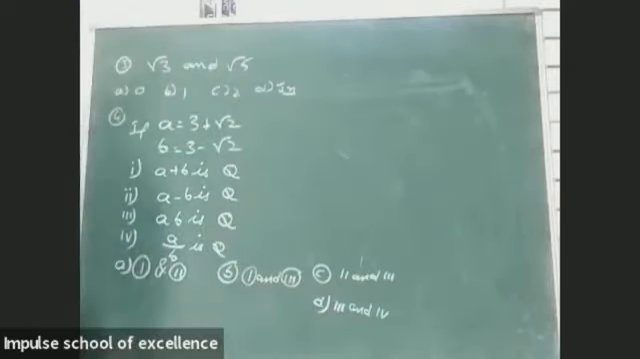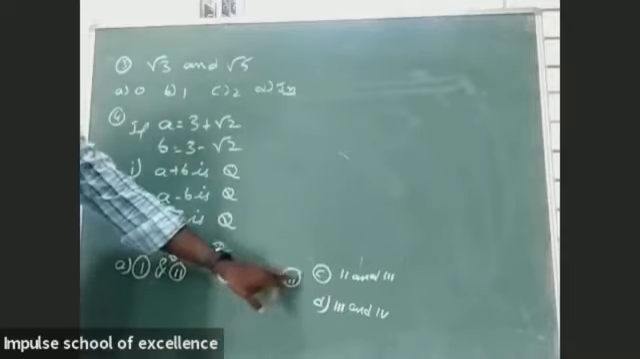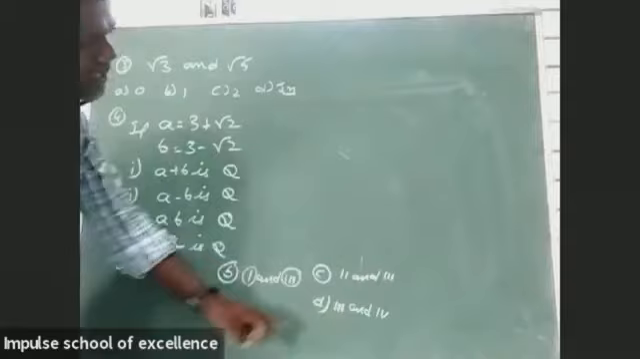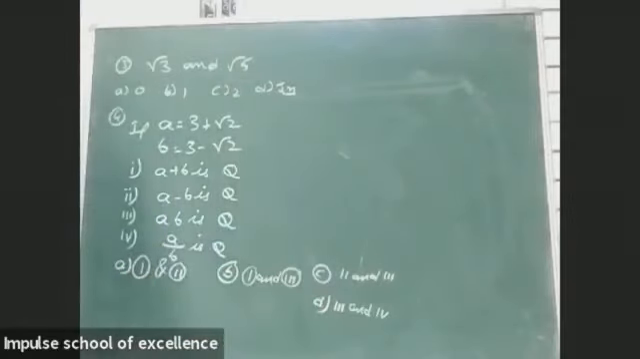So you should work out and you should tell me. A is equal to 3 plus root 2, B is equal to 3 minus root 2. A plus B is a rational, A minus B is a rational, A into B is a rational, A by B is a rational. Option 1 and 2 is correct. Option 1 and 3 is correct. Option 2 and 3 is correct. Option 3 and 4 is correct. Which option is correct? Please note down.